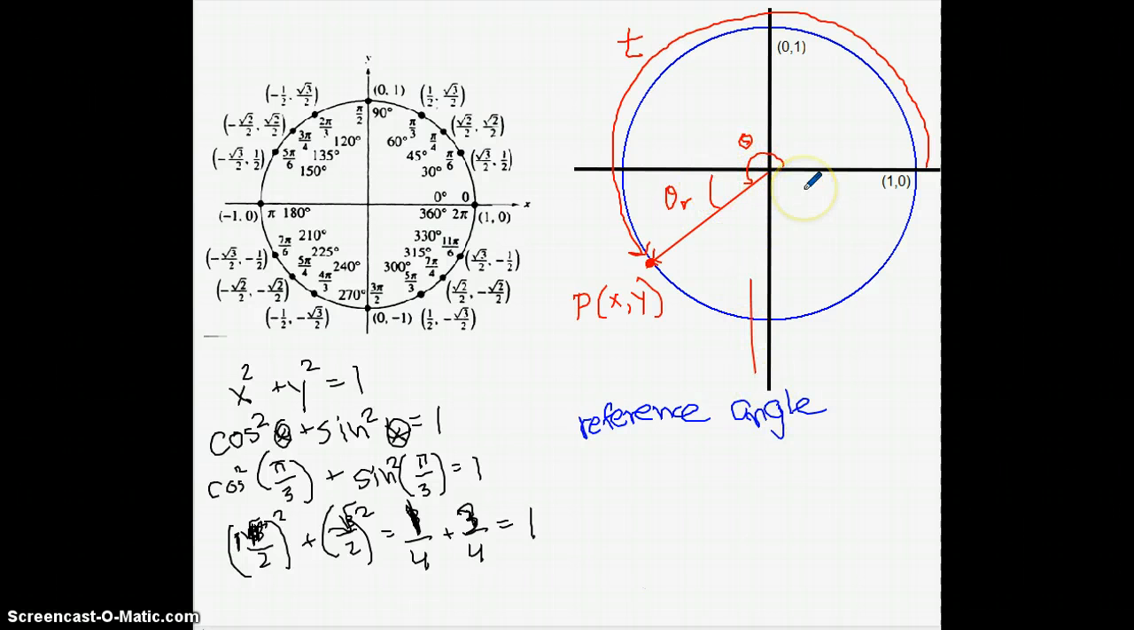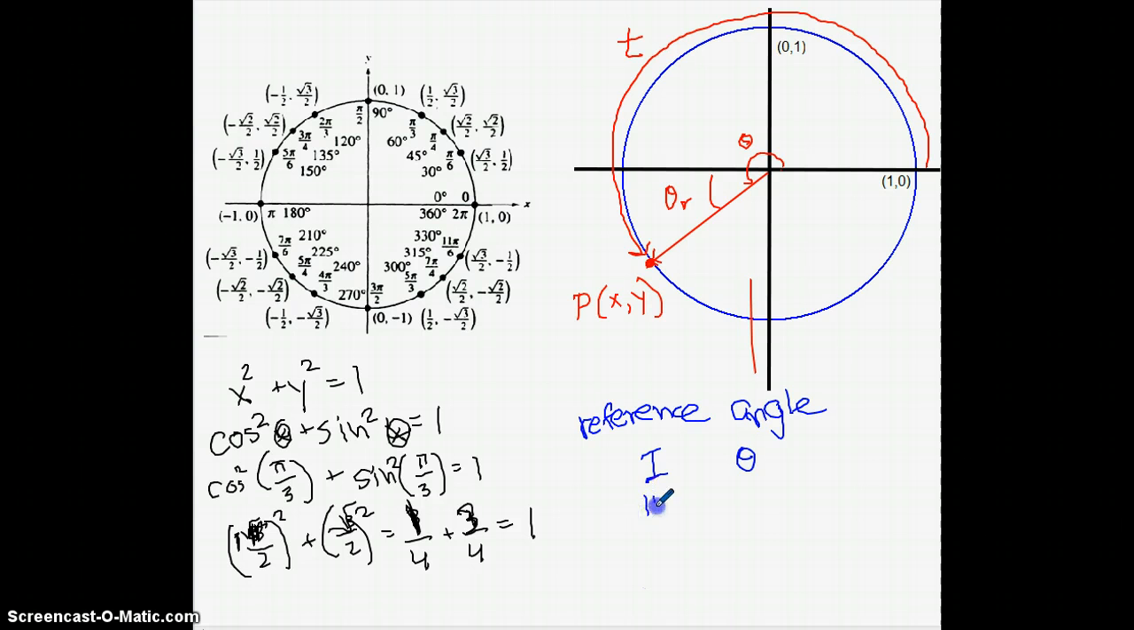So that's what this reference angle is going to be. Now, here's a quick way to figure it out. I'll give you a quick mnemonic to make this a little easier. Obviously, if you're in the first quadrant, then your reference angle is just going to be theta. There's nothing to do, since in the first quadrant it's already an acute angle.